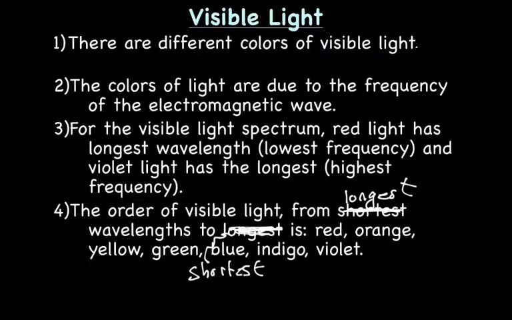You should kind of know that range. And it's actually the same if you look at that same order as a rainbow. Okay, so where red has the longest wavelength, lowest frequency, and violet has the shortest wavelength, highest frequency.